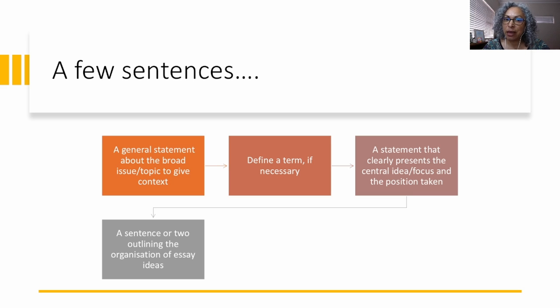Your introduction may consist of a few sentences, 3 at the very least. It is to include a general statement about the broad issue or topic to give context to your essay. You may define a term or two. A statement that clearly presents the central idea or focus and the position taken in the essay is to be included in the introduction. The introduction ends with a sentence or two that outlines the organization of the essay ideas.